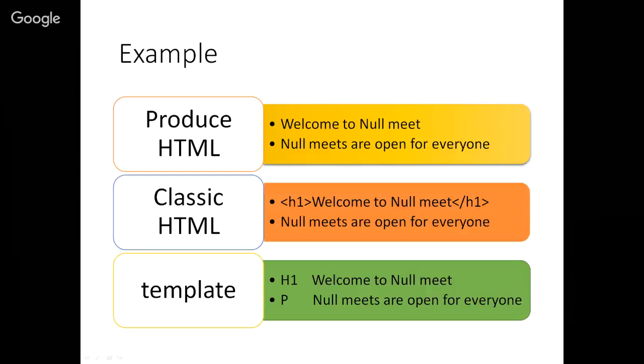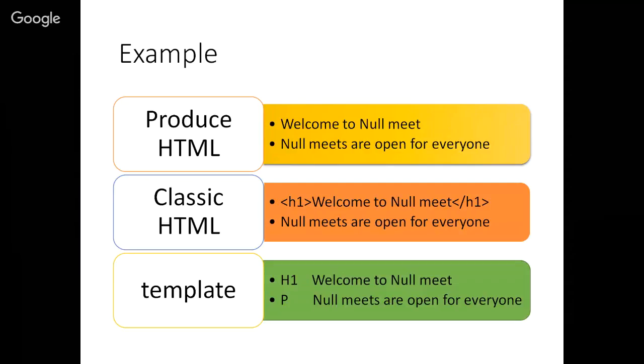Now the second is an example. To understand templates, here is an example. In the first upper layer, it's the produced HTML. We want to render these two pieces of content on the web page. Suppose the first line is "Welcome to Null", which is a heading, and the second, assume it's a paragraph: "Null meets are open for everyone." So we want to render these two lines, one the headline and the second the paragraph, in the web page.